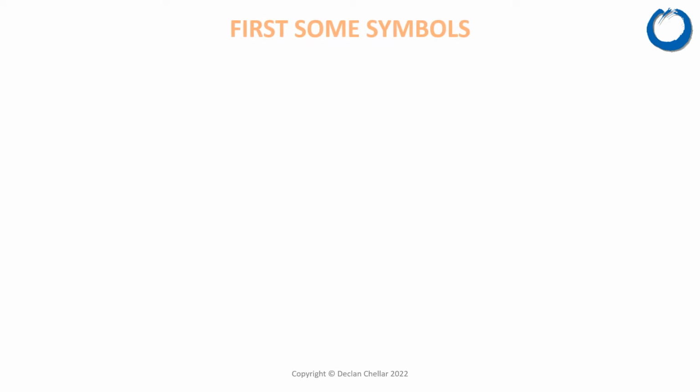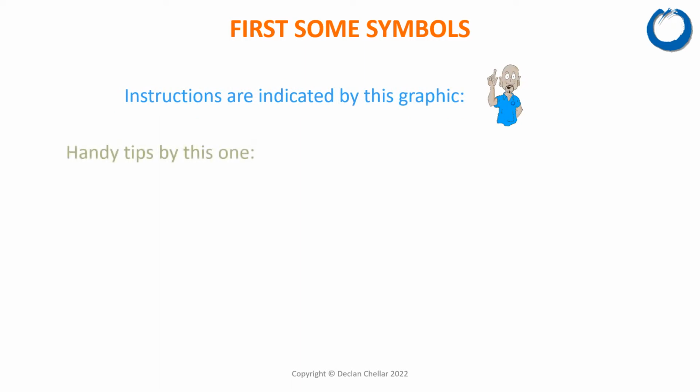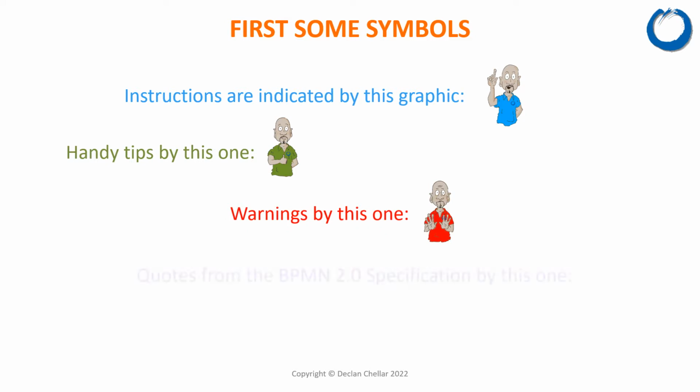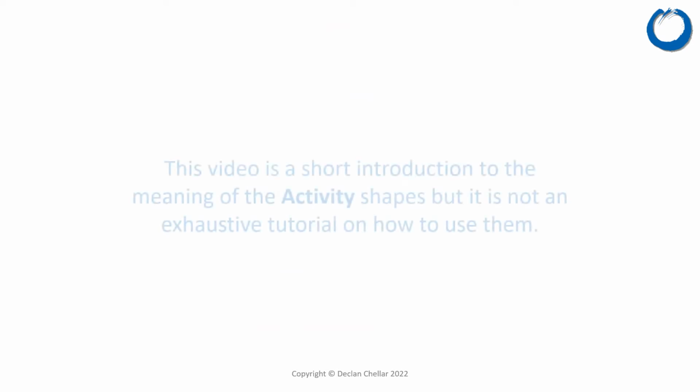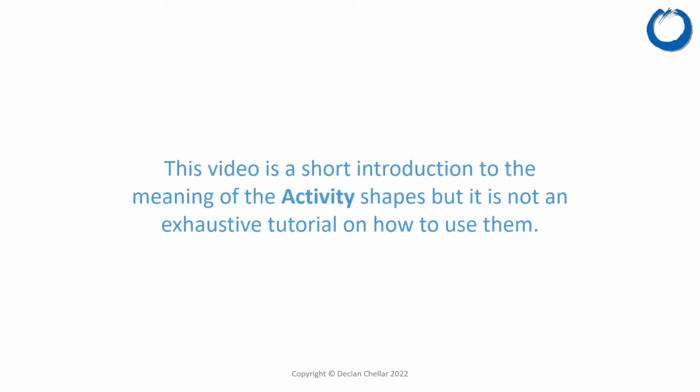But first, some symbols. Instructions are indicated by this graphic, handy tips by this one, warnings by this one, quotes from the BPMN 2.0 specification by this one, and pop quiz questions by this one. This video is a short introduction to the meaning of the activity shapes, but it's not an exhaustive tutorial on how to use them.